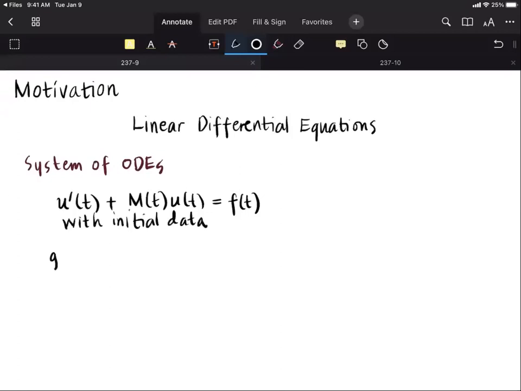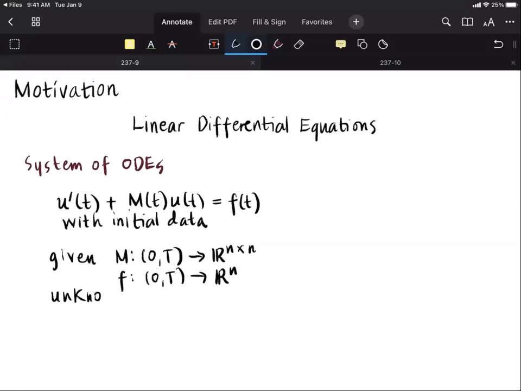So here, the given functions are M, let's say from 0 to T. So t equal to 0, you can think of this as your initial time, and capital T would be your final time. So this is a matrix valued function, and also a given right-hand side f, which you can think of as an external force or source of your ODE. And M describes the dynamics of your differential equation. And an unknown vector u that you would like to determine.